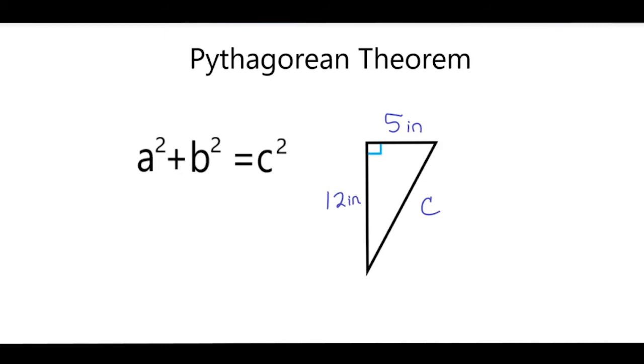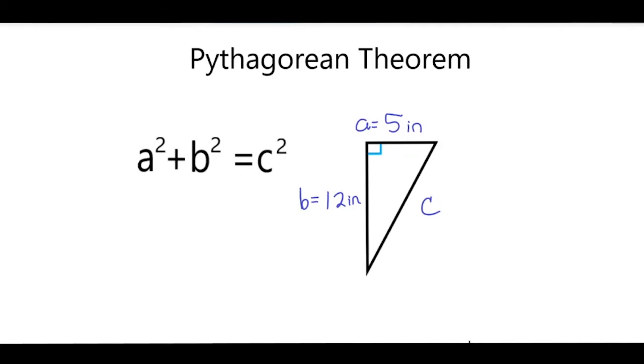So let's say we have this triangle here where our legs are 5 and 12. Notice that these are the two sides that are on either side of the right angle, okay? So those are our legs. And C is the hypotenuse. I like to call the small one A and the next smallest one B.